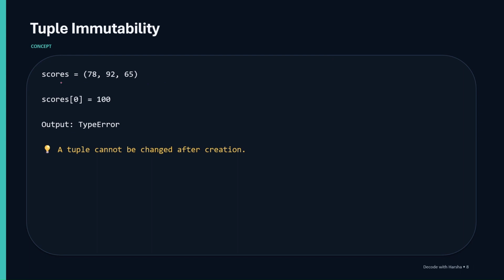See here, the scores are given to you. Scores of 0 equal to 100. Now I'm trying to change this 78 to 100, but my output is a type error because tuples cannot be changed. In the 0th index, it will take only 78. It will not take 100. So a tuple cannot be changed after creation. That is what they are coming to say. So once you create a tuple, it is permanent and it is ordered. Okay, the order also cannot be changed.